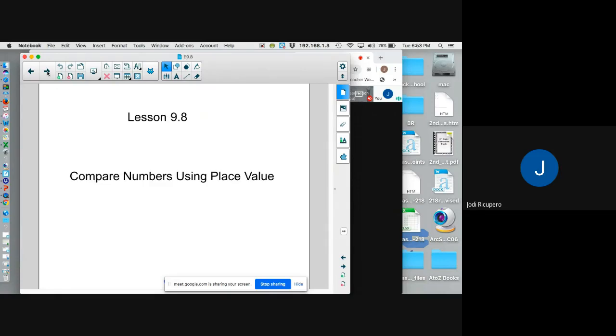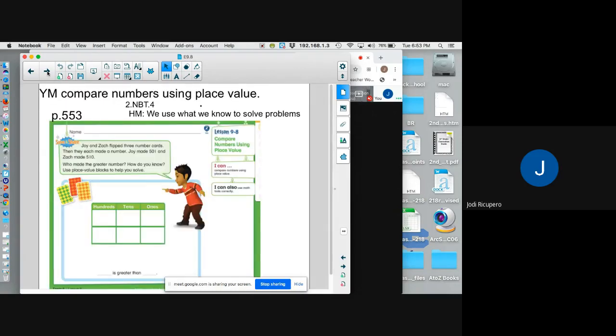Lesson 9.8, compare numbers using place value. Joy and Zach flipped 3 number cards. Then they made a number. Joy made 501 and Zach made 510. Who made the greater number? How do you know? Use place value blocks to help you solve or draw quick pictures. Please pause the video so you can complete this exercise.